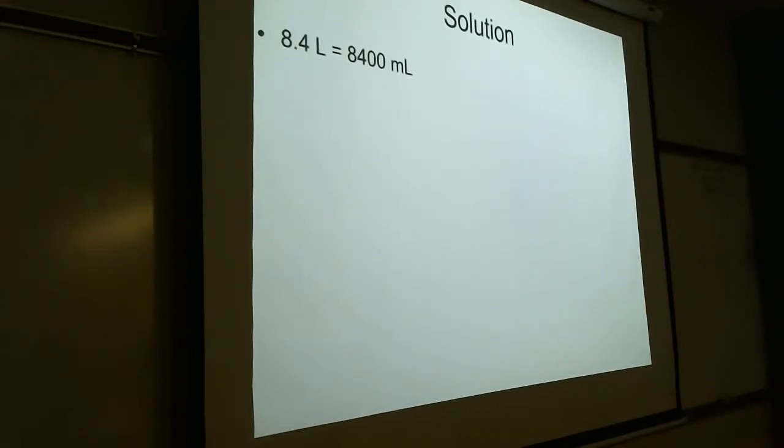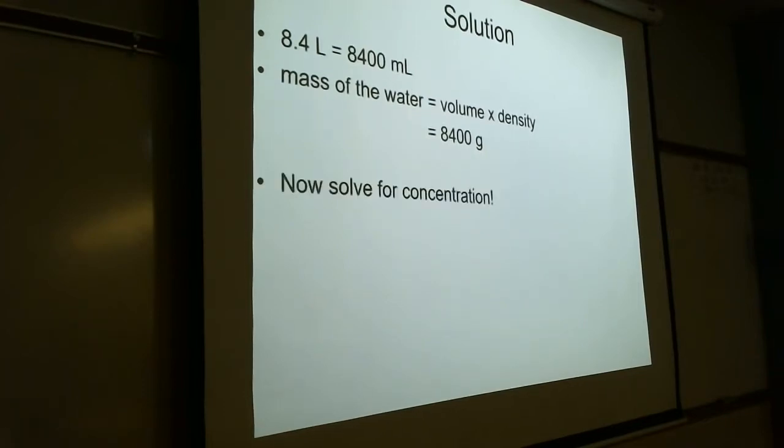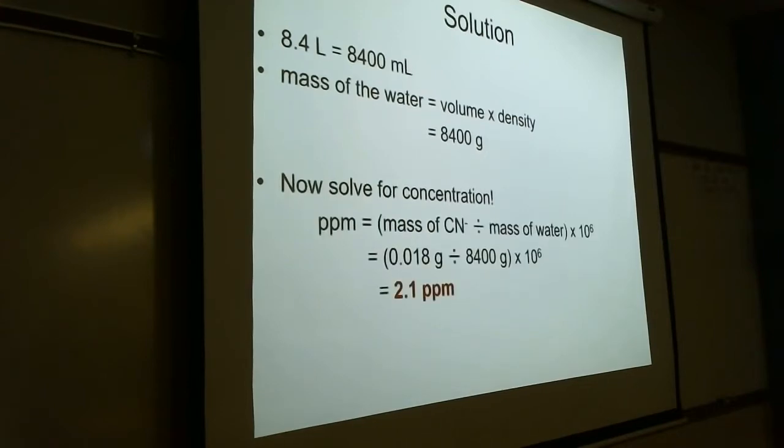So 8.4 liters is the same thing as 8,400 milliliters. And if the density is 1, then that 8,400 milliliters has a mass of 8,400 grams. And now we have 2 units of mass. So now we can do it, right? 0.018 divided by 8,400 times 10 to the 6th would be 2.1 parts per million. Even at 2.1 parts per million, I wouldn't want to drink that water. No thanks.